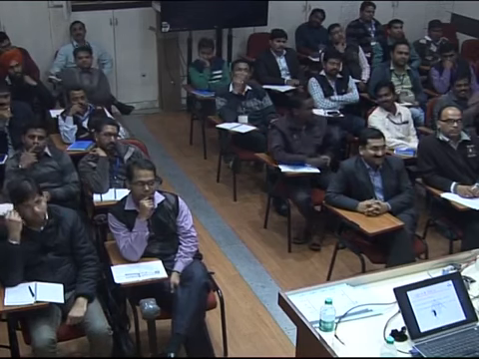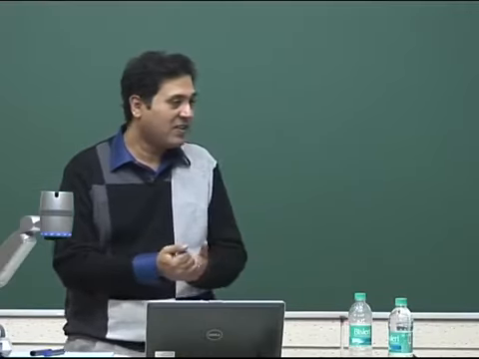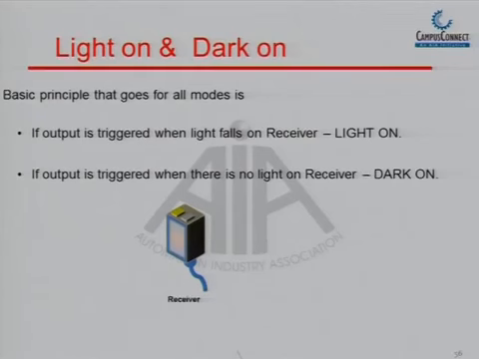So, as in inductive sensors or any sensors, we have contacts, we say NO-NC contact. Similar to this, in photoelectric sensors, we say light on, dark on, right? That means if the output is triggered only when the light is falling on the receiver, we say it is light on. If the output is triggered when there is no light on the receiver, we call it dark on.